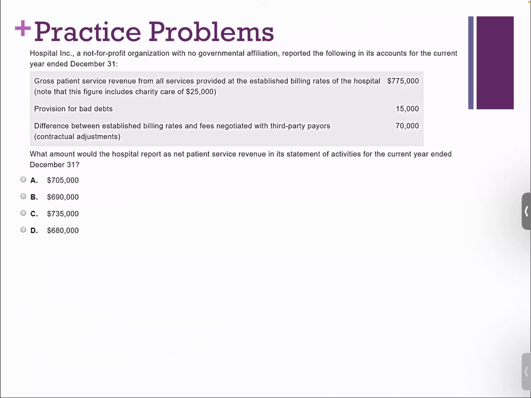Okay. Not-for-profit organization with no governmental affiliation reported the following in its accounts for current year ended December 31st. Oh, that's one thing to be careful with. No governmental affiliation. So University of Missouri Hospital, obviously that's a state institution, a state hospital. But ATSU there, that one's private. So there is a distinction there. All right. Before I go through all these different numbers, I want to jump down and see what it's actually asking. What amount should the hospital report as net patient service revenue in a statement of activities for the current year ended December 31st?